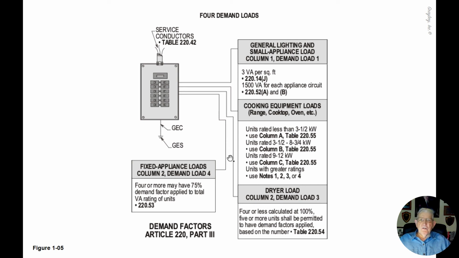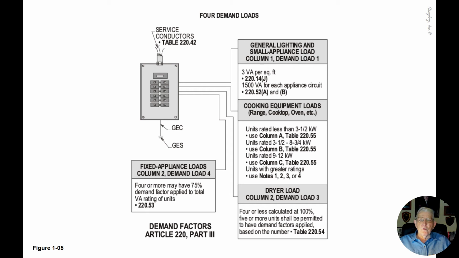Now, this illustration deals with demand factors in accordance with Article 220, Part 3. Notice there are basically 4 loads in a dwelling unit where a demand factor can be applied under certain conditions. The first load listed in the illustration is the general lighting and receptacle load, based upon the 3 VA per square foot per 220.14J. Included also is the 1500 VA for each appliance circuit in accordance with 220.52A and B.